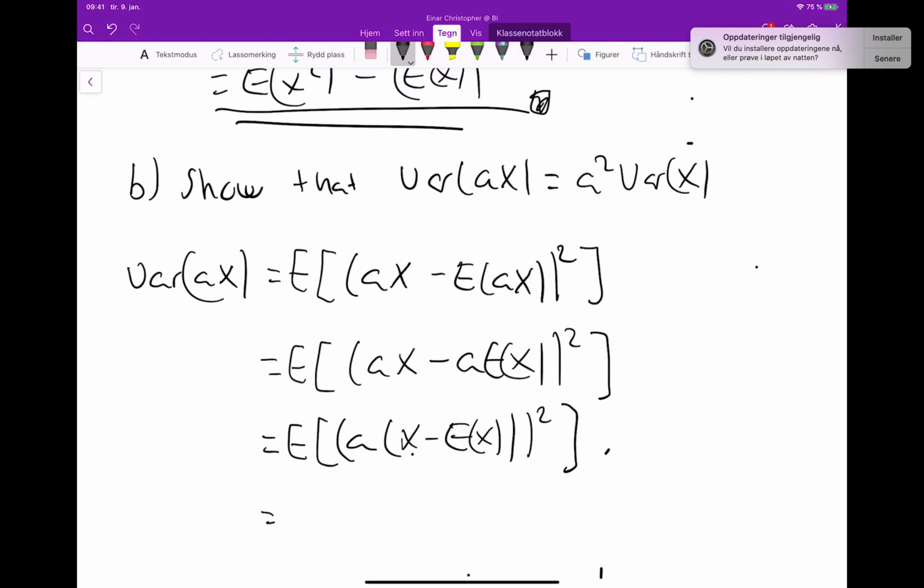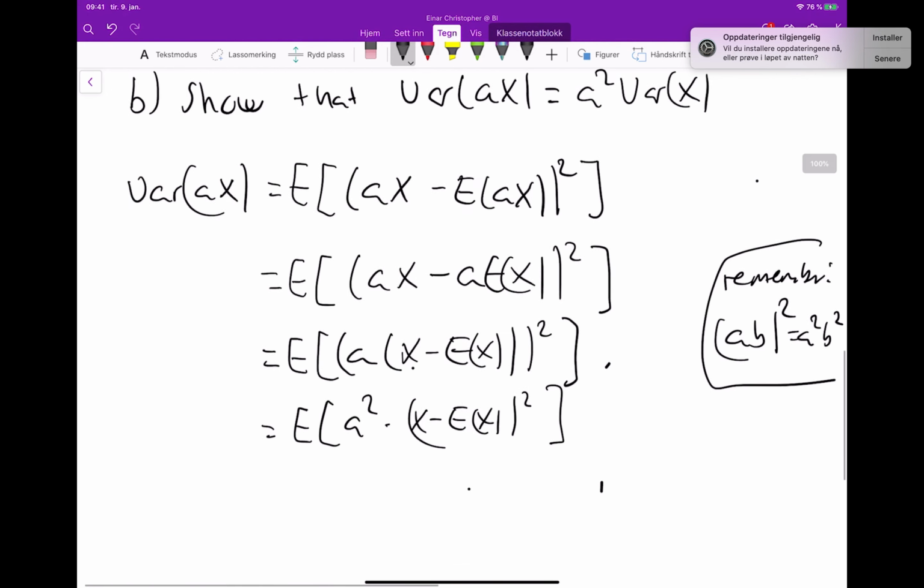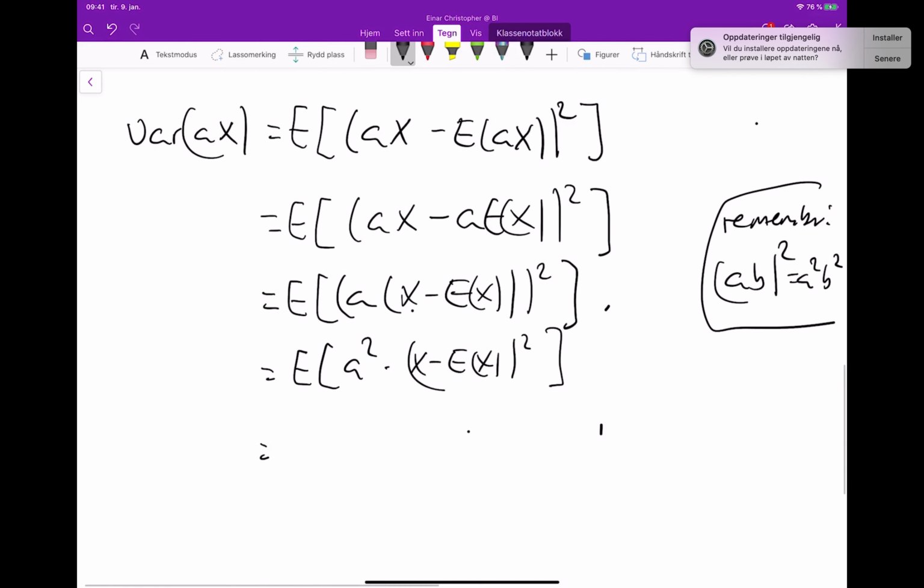And then remember that ab to the power of 2 equals a to the power of 2 times b to the power of 2. So here a is a and b is x minus the expectation of x. So this is actually just the same as the expectation of a to the power of 2 times x minus the expectation of x, to the power of 2. And then we know that a to the power of 2 is a constant, so I can put it outside the expectation.